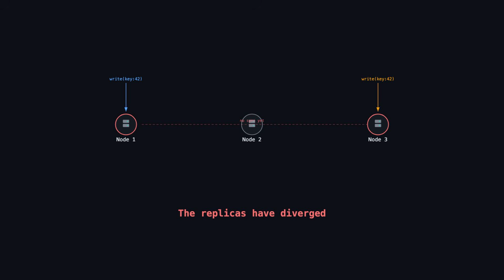Imagine you're building a distributed database. You have 3 nodes and every key is replicated across all 3. A user writes to node 1, another user writes to node 3, and because you are prioritizing availability, you accept both writes, even though the nodes haven't talked to each other yet. Now you have a problem. The replicas have diverged. Some keys on node 1 don't match node 3. You need to find out which keys are out of sync so you can fix them.